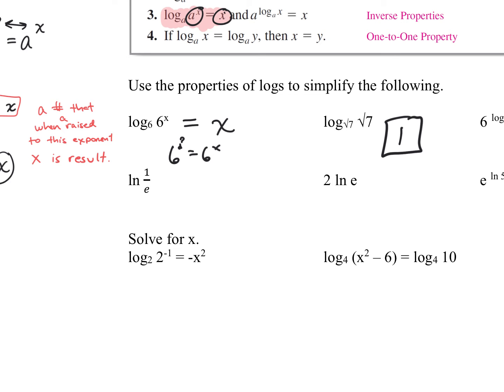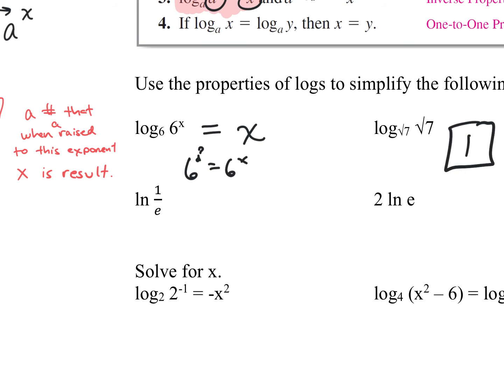Next, we have the natural log of 1 over e. We can also think of this as the natural log of e to the negative 1, which we can see here. We know that the natural log is really log base e, so our answer here will simply be negative 1.